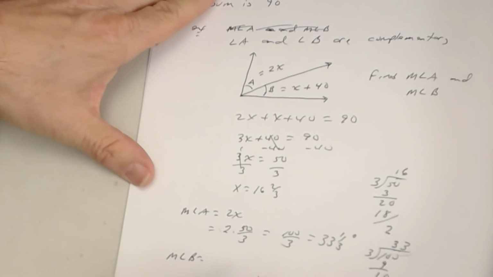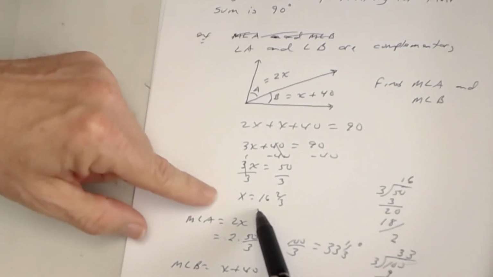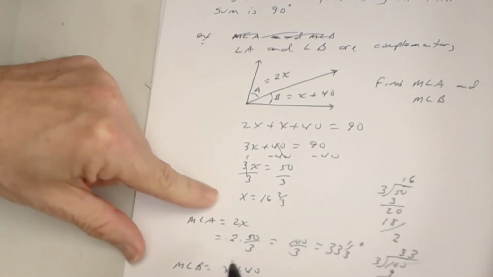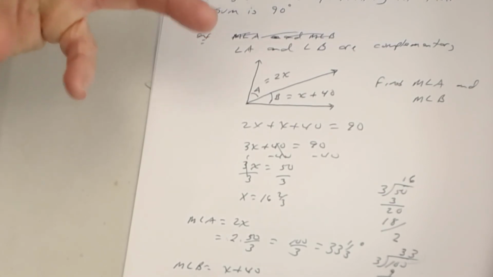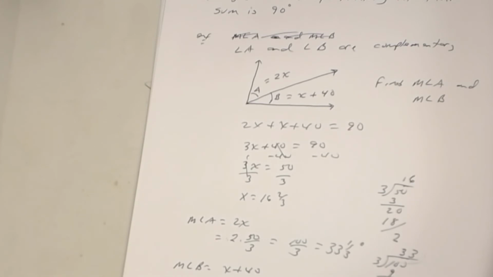What expression represents angle B? x plus 40. Well, if x is 16 and 2/3, then what's 16 and 2/3 plus 40? Don't make it difficult. You can tell me that right away. What is it? 56 and 2/3. Remember, when you add a mixed number and a whole number, you just take the whole number parts and add them up. 16 plus 40 is 56.